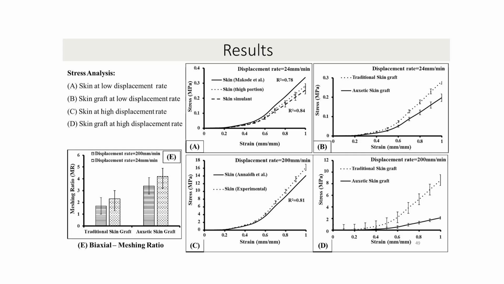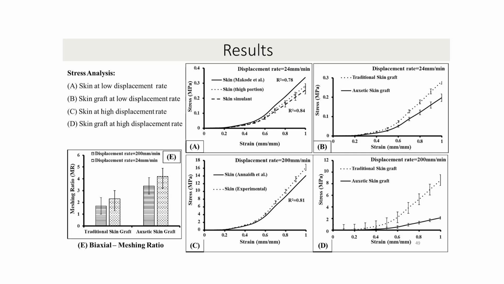Next is B, where we are looking at traditional skin graft properties and auxetic skin graft properties at the same strain rate of 24 millimeters per minute, which is fairly at the lower end. It's almost a quasi-static kind of test. Low strain rate testing, a very slow tensile test. So we could see some difference in the properties of the traditional skin graft and the auxetic skin graft overall.